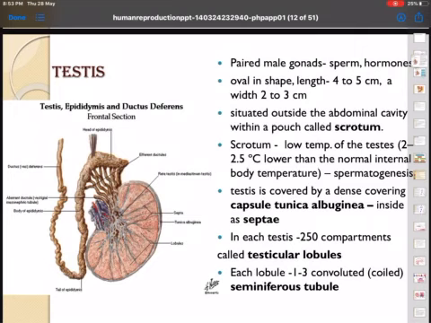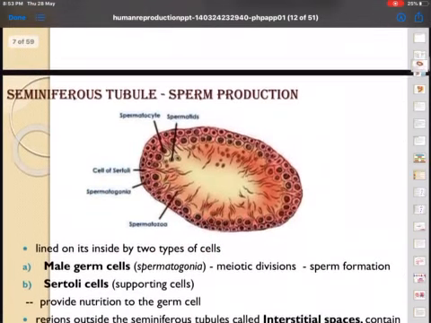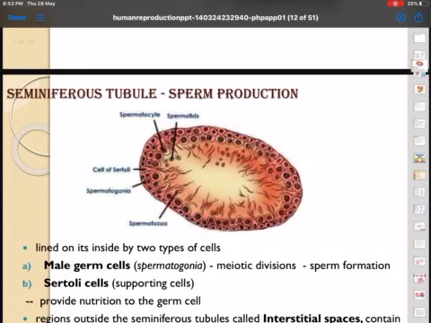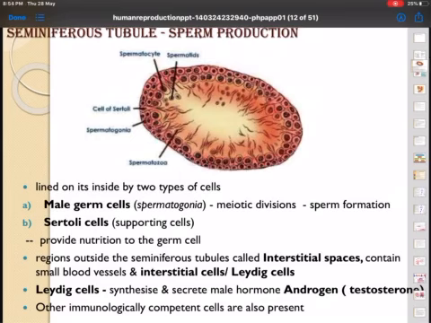And testis is covered by a dense covering capsule called tunica albuginea, and inside it will be like a septoid. In each testis, 250 compartments called testicular lobules will be present. Please see the testicular lobules, and each testicular lobule will be having 1 to 3 convoluted coiled like seminiferous tubules. Please look at that: seminiferous tubules. And going ahead, in the section of the testis we can see this seminiferous tubule.